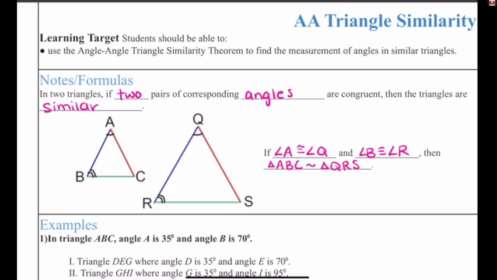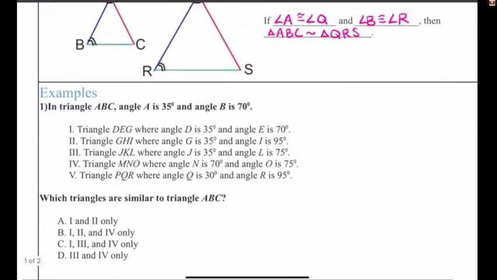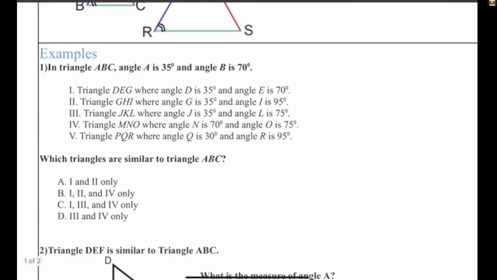So basically, the angle-angle triangle similarity theorem just says that when you have two triangles and two of the angles in your triangles are the same, then you can say that those triangles are similar. Over here, I have an example. We have a triangle ABC, so I'm going to go ahead and draw out this triangle ABC. And we have some angle measurements given. Angle A is 35 degrees and angle B is 70. So I'm going to find the measure of angle C here.